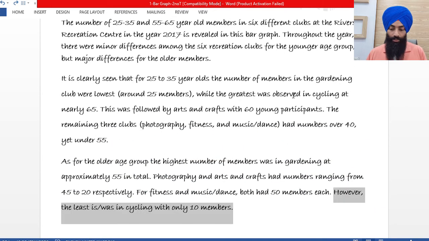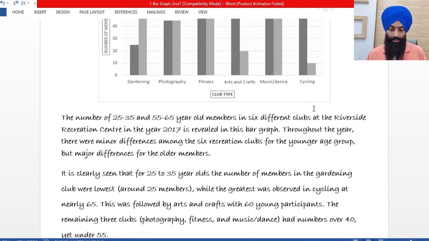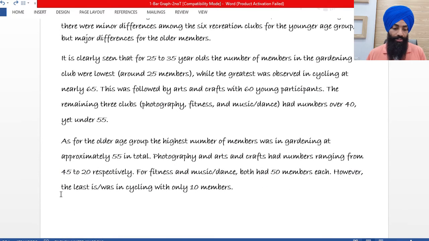Then I can go to my last one, which is the least, cycling. So however, the least is or was. Now always remember that here we're talking about the past, so we need to use was in cycling with only 10 members. Is that clear, guys?